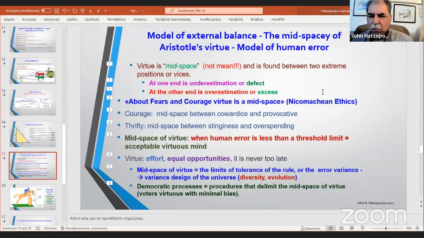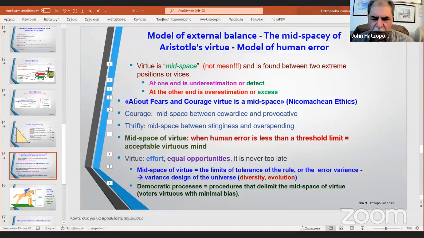Now, let's move into the external balance, the mid-space of Aristotle's virtue, which models the human error, because this one we are also going to analyze in the next lectures. Virtue, as we said, is a mid-space, not a mean. Lots of philosophers call it mean, but it's not a mean. It is found between two extreme positions or vices. One is the underestimation of virtue, which is the defect. At the other end is the overestimation, or excess.